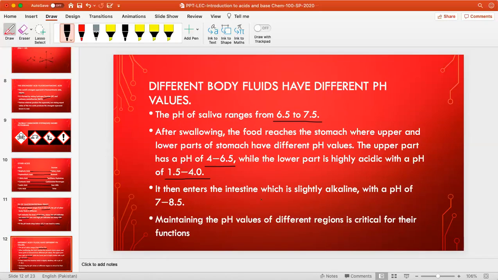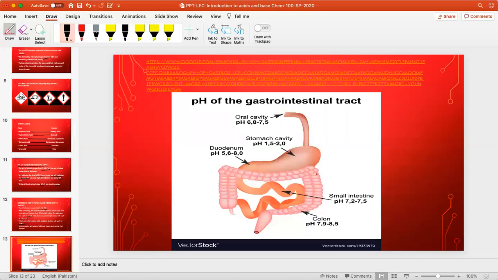The food then enters the intestine, which is a slightly alkaline medium, and the pH of the intestine is between 7 and 8.5. Maintaining the pH values of different regions is very important, crucial, and critical, because it allows specific functions to be performed in order. Then this is the pH of the gastrointestinal tract.